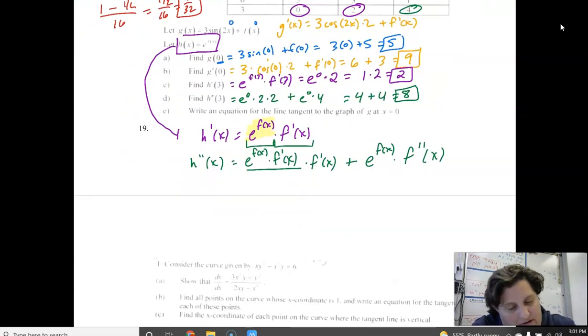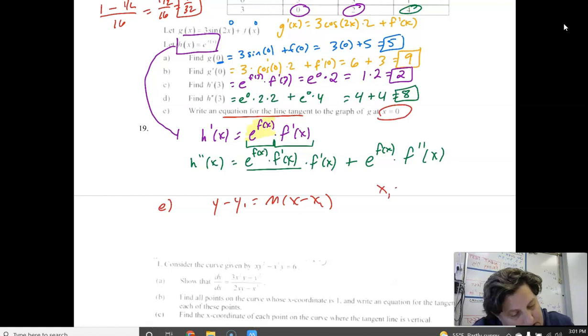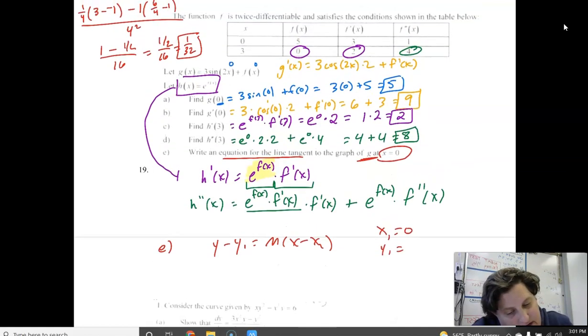Write an equation of the tangent line. For part E, y minus y1 equals m times x minus x1 at x equals 0. So x1 is 0, so what's y1? Well, it says it's the graph of g. g of 0 is 5. That came from part A.